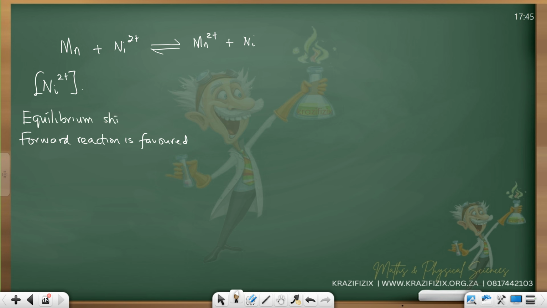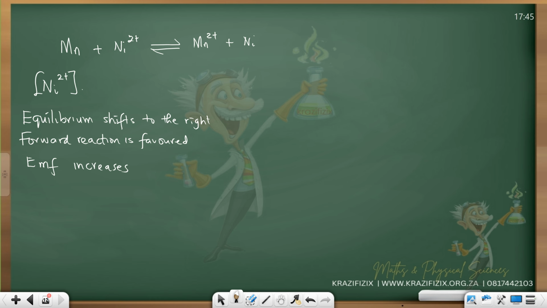Equilibrium shifts to the right. The forward reaction, every time the forward reaction is favored, EMF increases. So since the forward reaction is favored, the EMF value does what? Increases. If we favor the reverse, EMF will decrease. So that's all I write for my explanation.